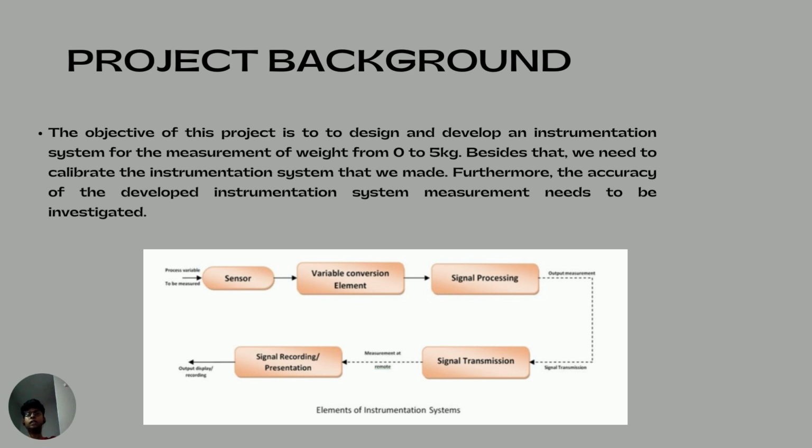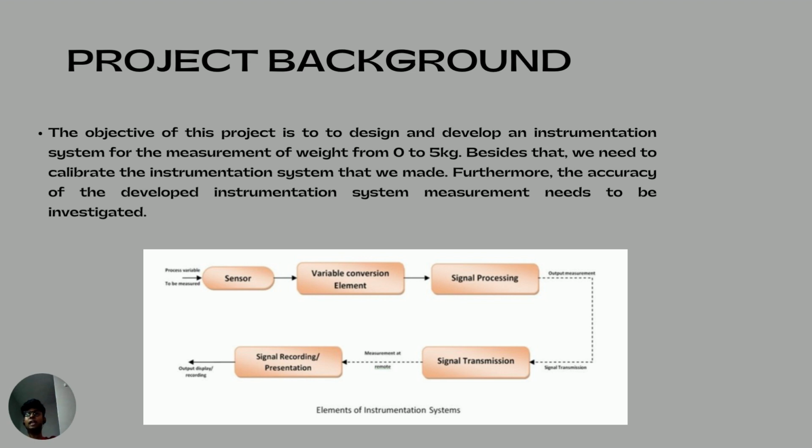As we see in the figure below, it's the elements of an instrumentation system. So let's go a bit further on that. There are several elements needed in an instrumentation system in order to obtain an accurate display, such as sensors. In our case, the sensors are the load cell, variable conversion elements, which is the transducer, signal processing, signal transmission, and signal recording will be under Arduino.